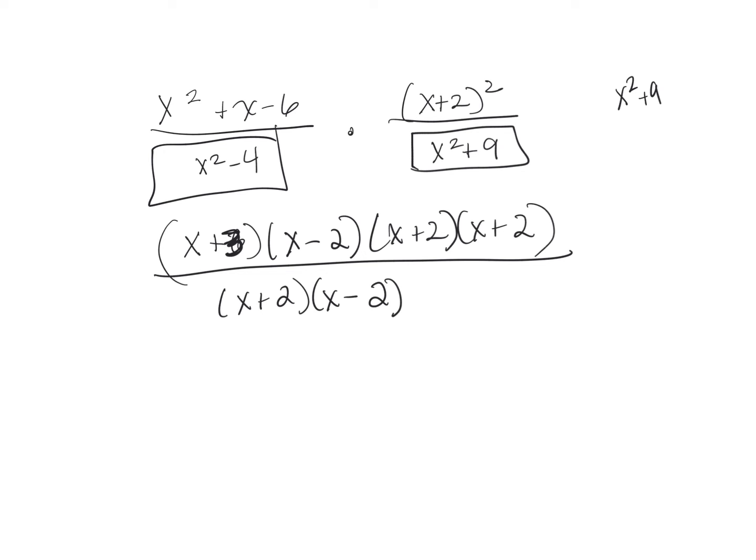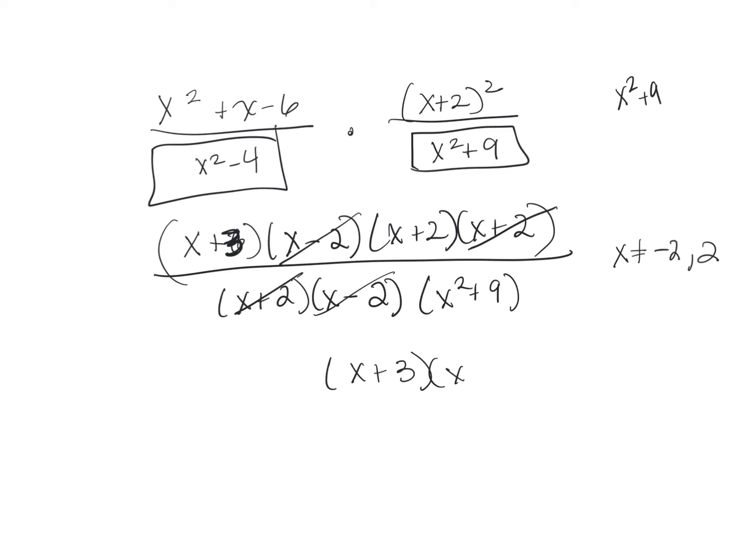In math, we call that irreducible. So this would be x squared plus 9. All right, so cancel, cancel, cancel, cancel. Now I need to tell the reader that x cannot be -2 and x cannot be 2. Otherwise, how will they know? X plus 3 simplifies to this, x plus 2 all over x squared plus 9, where x is not -2 or 2 in the domain.